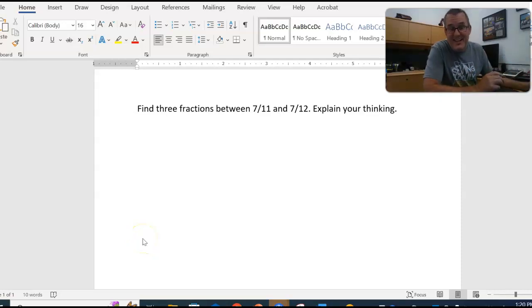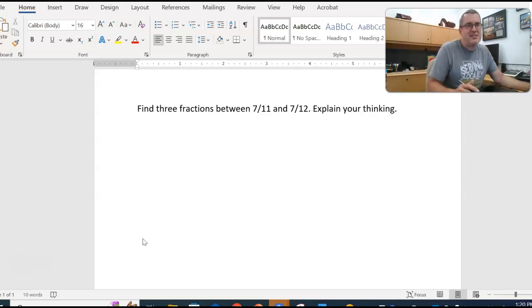If you've read the slide, you know that the question is this. Find 3 fractions that lie between 7/11ths and 7/12ths. This was given to some 5th grade students as part of a research project, and we're going to explore some student thinking, but first I wanted you to try it for yourself.